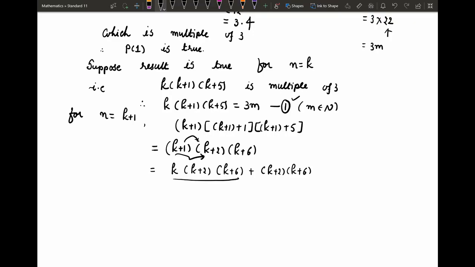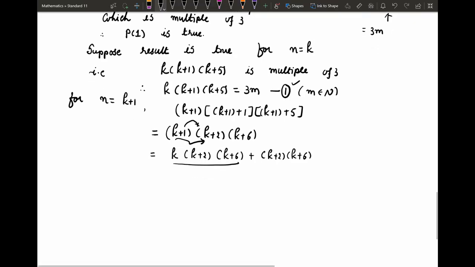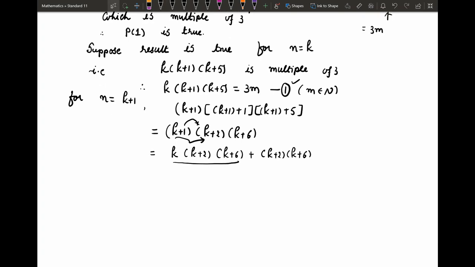Remaining multiplication is with 1. Now our aim is we want to use result 1. So to use result 1 we have to put value for k into k plus 1 into k plus 5. This can be replaced by 3m. So for that purpose here we write k into k plus 2.